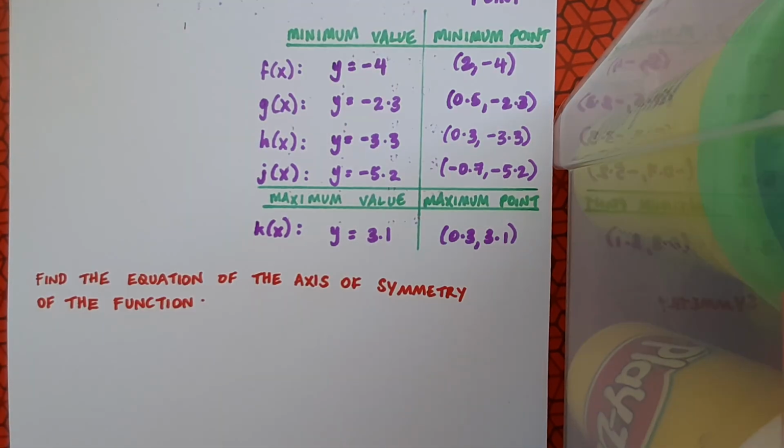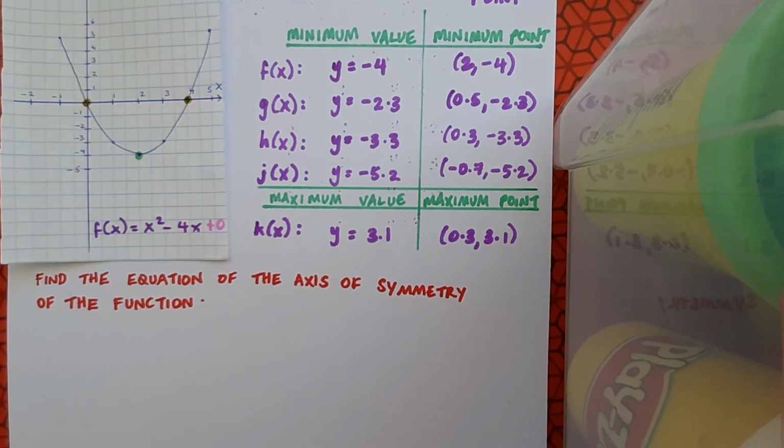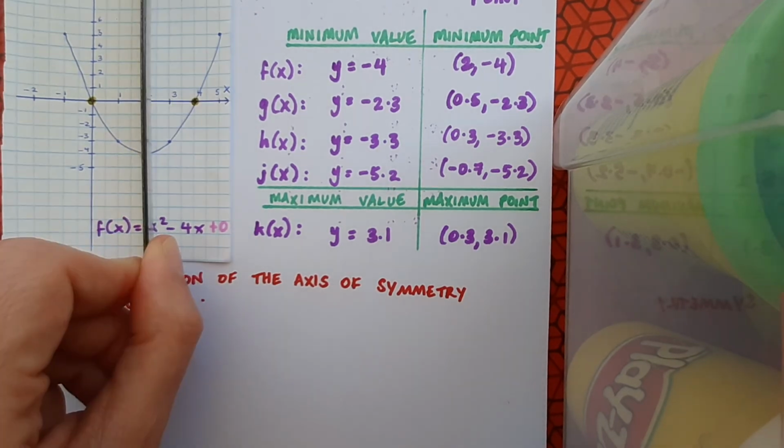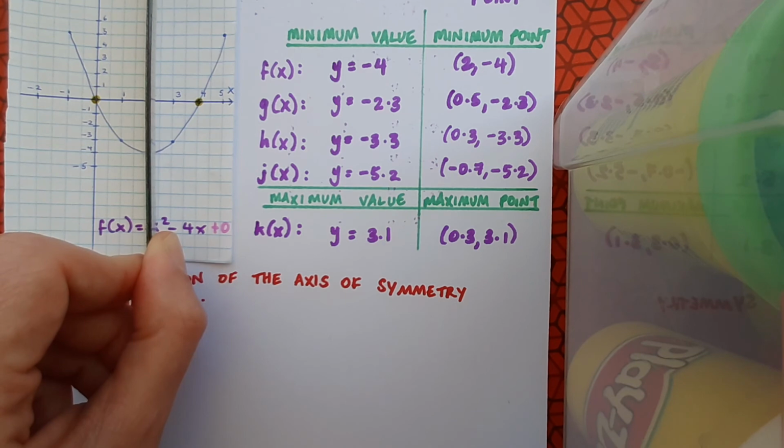The next type of question gets asked occasionally. Find the equation of the axis of symmetry of the function. I've left the same page up here with the max and min values and max and min points because it's related to how we find the equation of the axis of symmetry. Here we see the f of x function again. You can see here that the minimum point is marked in green. The axis of symmetry of this function travels right down through this point. And this axis is a vertical line.